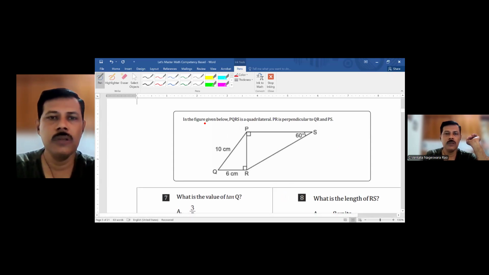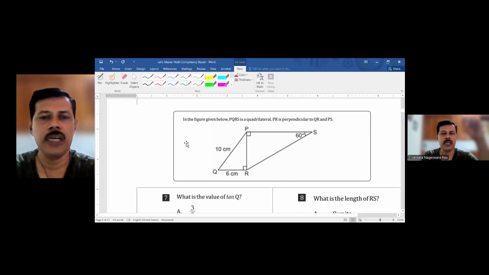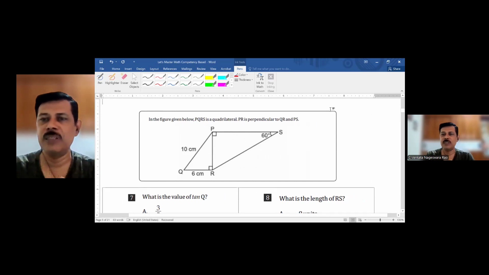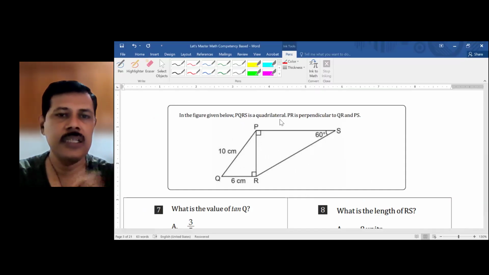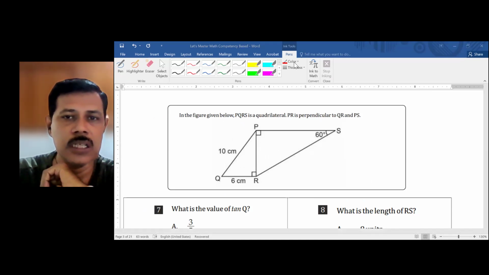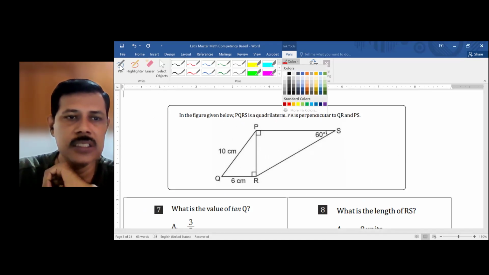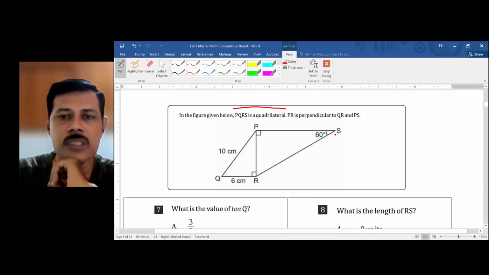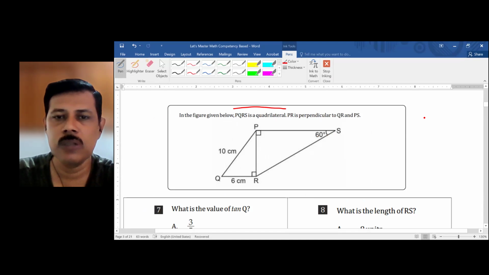Okay. Now, if you look at this diagram, what does it say? In the figure given below, you are seeing it side by side, the triangle we are able to see. It is not simply a triangle, it is what we call a quadrilateral. Okay, this is completely a quadrilateral. What is the quadrilateral? P, Q, R, S.